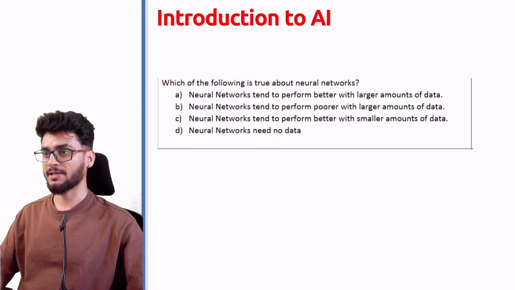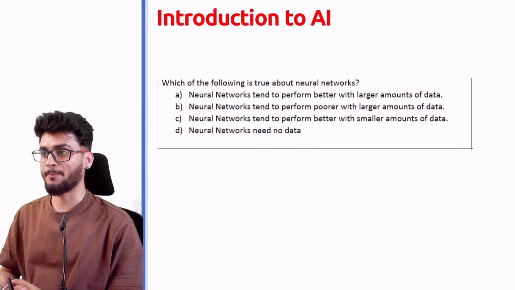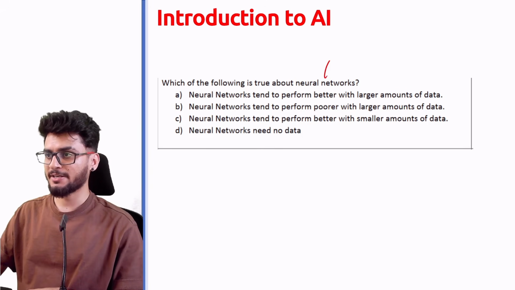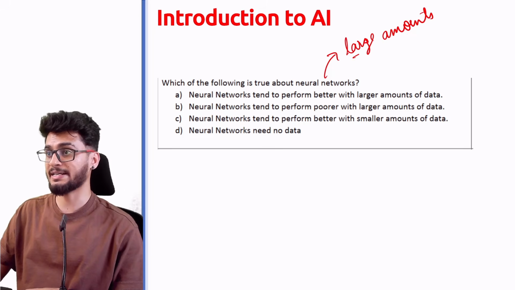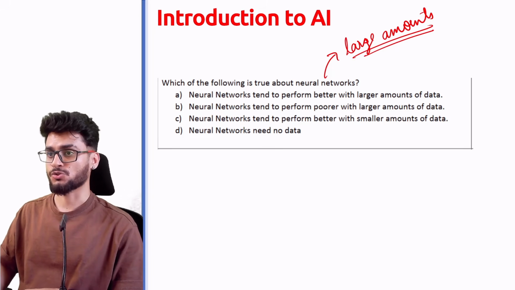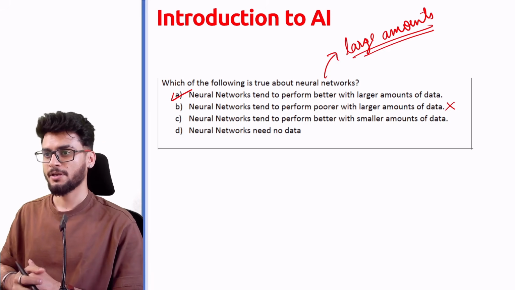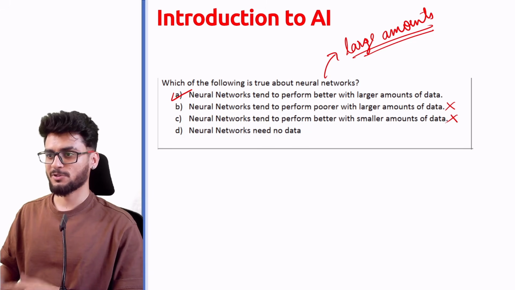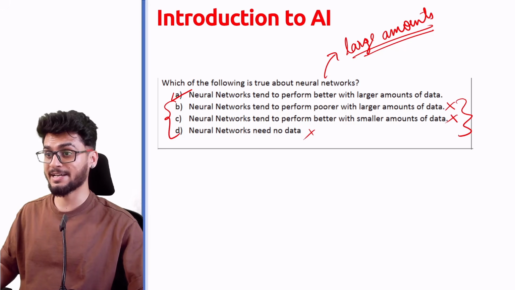Which of the following is true about neural networks? Neural networks tend to perform better with large amounts of data. What do we know about neural networks? Neural networks already need large amounts of data. If they don't get that much data, they will not perform well. So this is actually true. Neural networks tend to perform poorer with larger amounts of data. False. Neural networks tend to perform better with smaller amounts of data. Neural networks need no data. All right. So I hope you understand the reasoning why these three are wrong and this one is right.